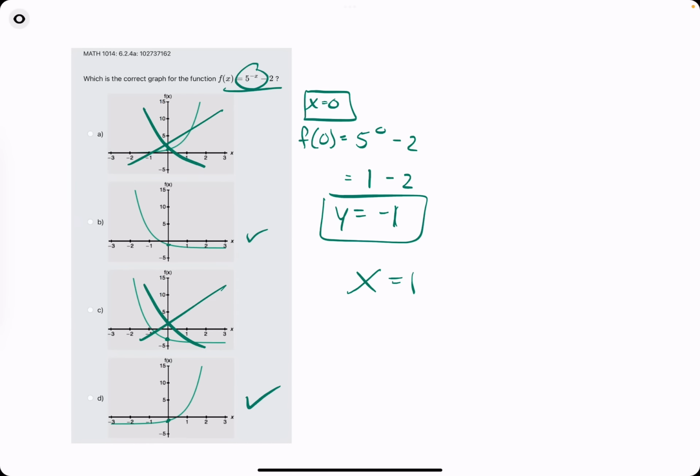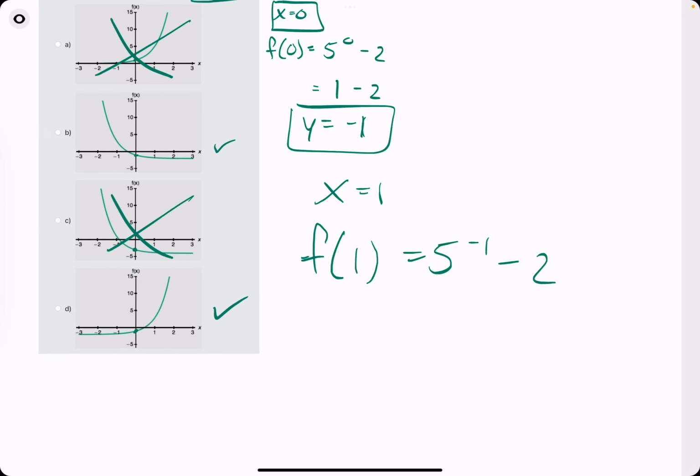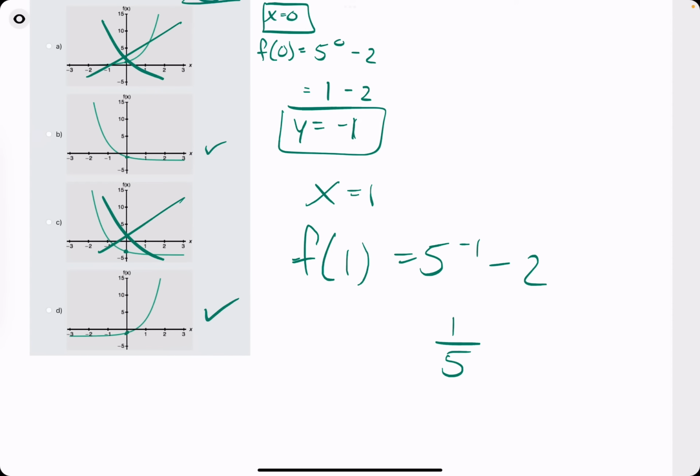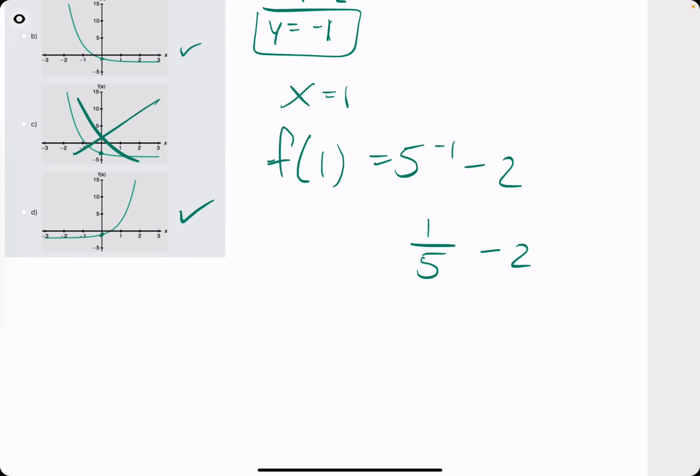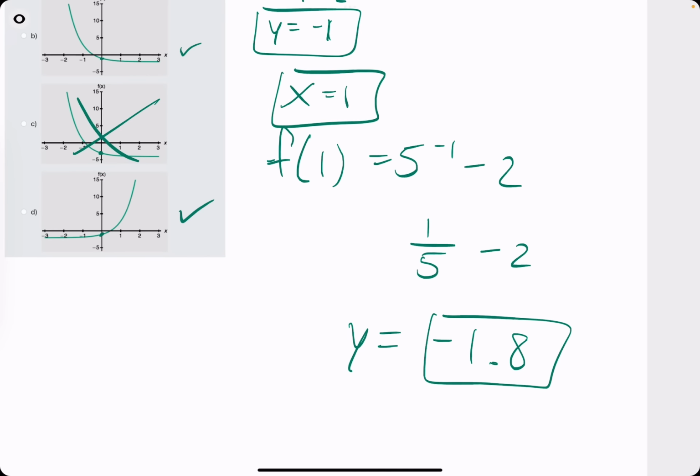Can never go wrong. So plug in x equals 1, we get f of 1 is equal to 5 to the negative 1 minus 2. So that would be 1/5, or 1 over 5 to the positive 1, minus 2. And 1/5 minus 2 would take us very, very close to negative 2, right? So it would take us to, I don't know, in terms of decimals, it'd be like negative 1.8. Okay, so the y value should be negative 1.8 at x equals 1.